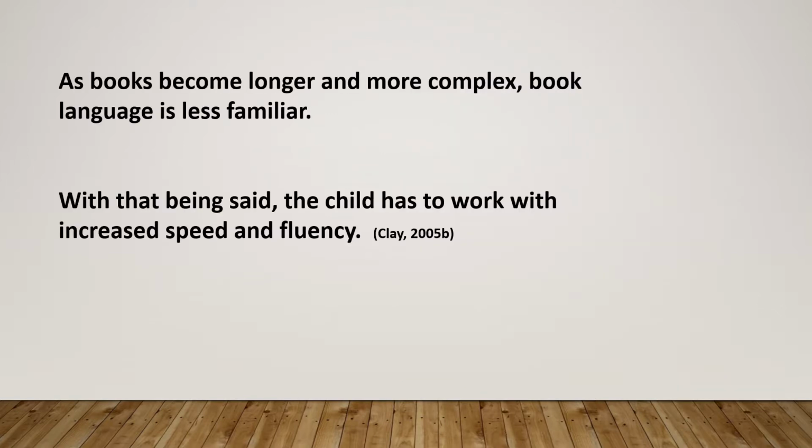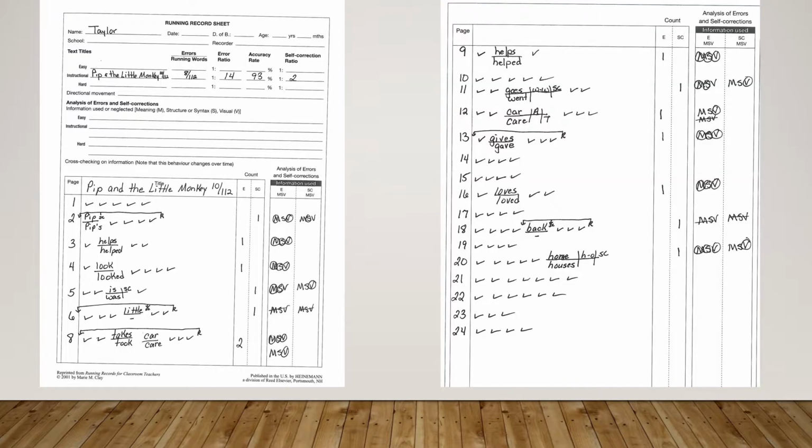This is her running record. Well, as you know, as the books become longer and more complex, book language is less familiar because the language is used more. It's not the child's language anymore. It's going totally book language. With that being said, the child has to work with increased speed and fluency. Here's our running record from Pip and the Little Monkey. If you'll look, she scored a 93. And her self-correction rate was 1 to 2.